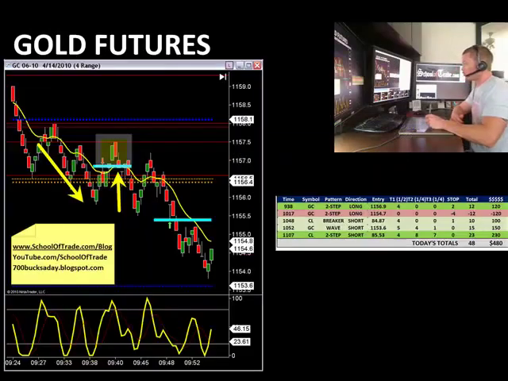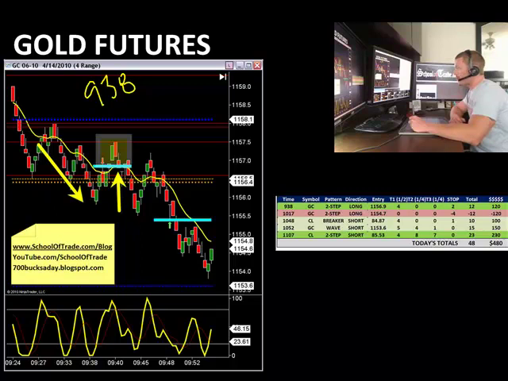First trade of the morning here. First trade of the morning on the gold. Now, I didn't write this one down here. Sorry about that. But this is at 9:38 here, guys. 9:38 on the gold. This is a two-step pattern long.